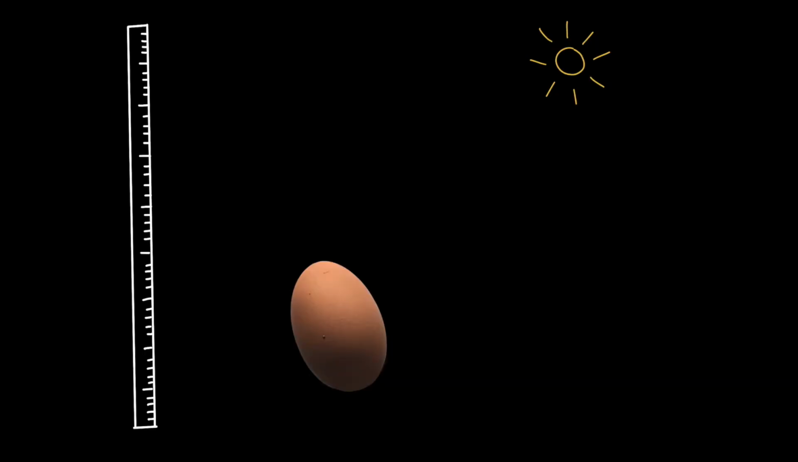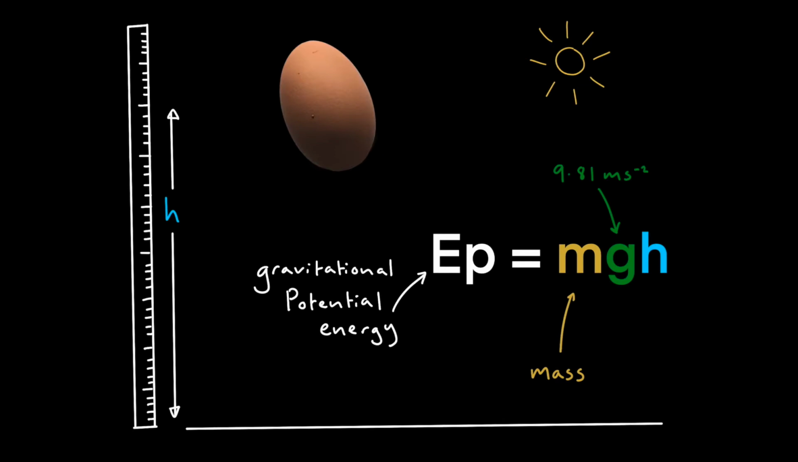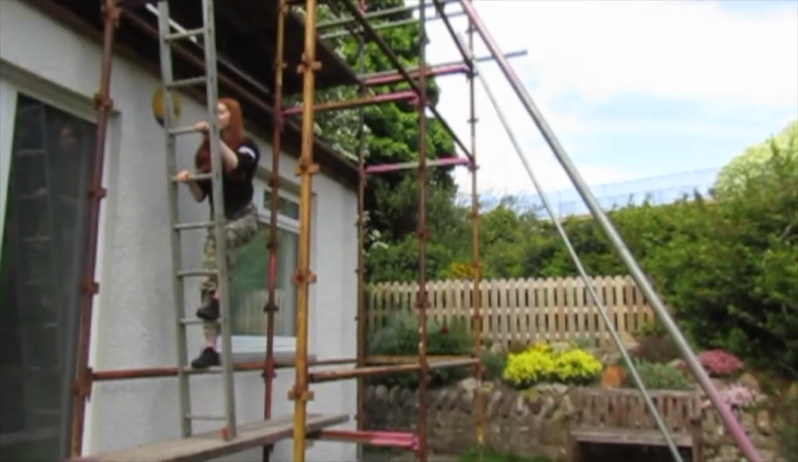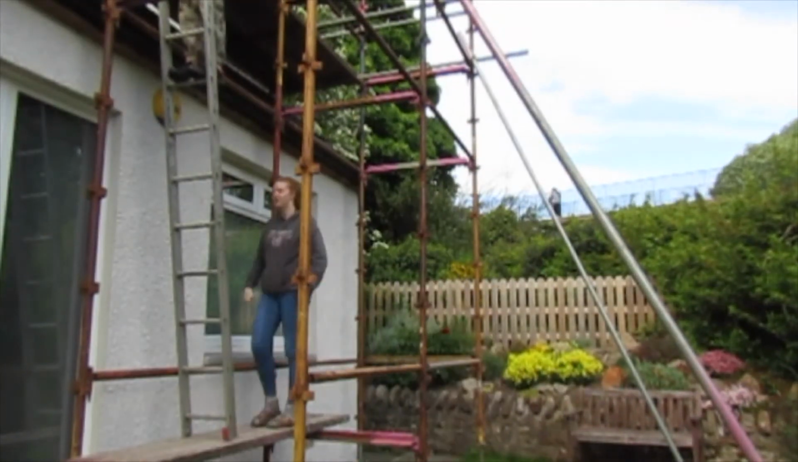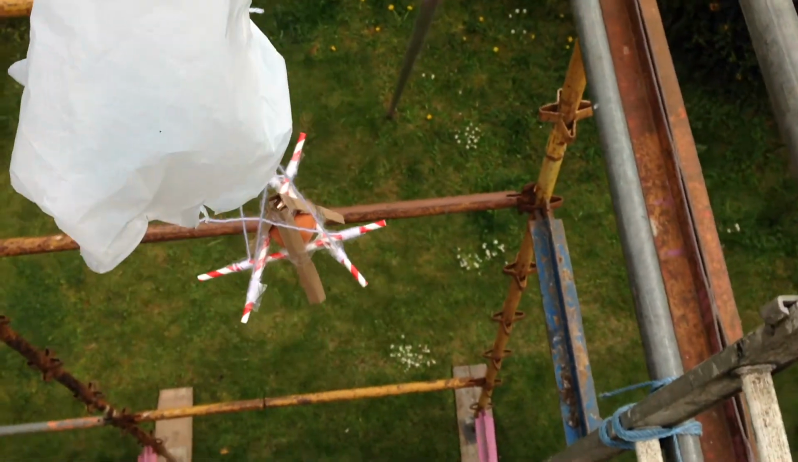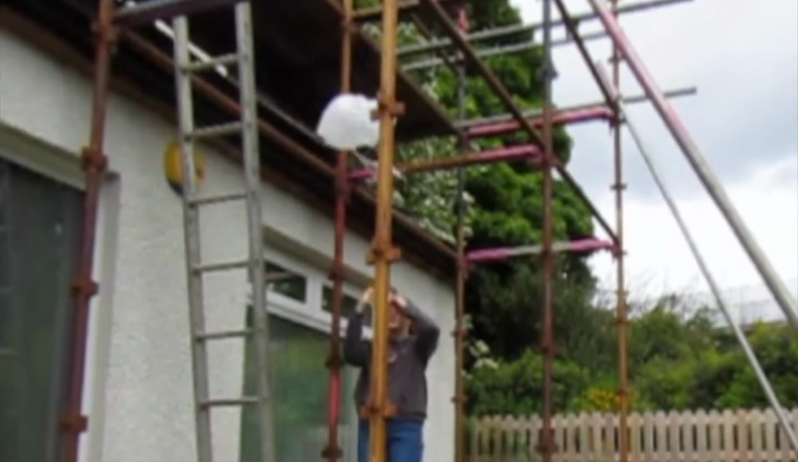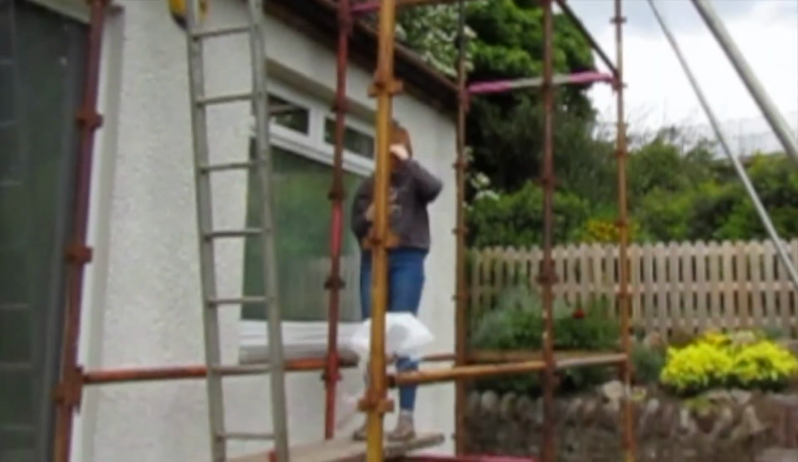In order for an object to be lifted vertically upwards, work has to be done against gravity pulling the object downwards, and this work is then stored as gravitational potential energy. So before we drop the egg, it has a lot of gravitational potential energy. The higher the egg, the more potential energy it has. As the egg falls, this is converted into kinetic energy, or movement.